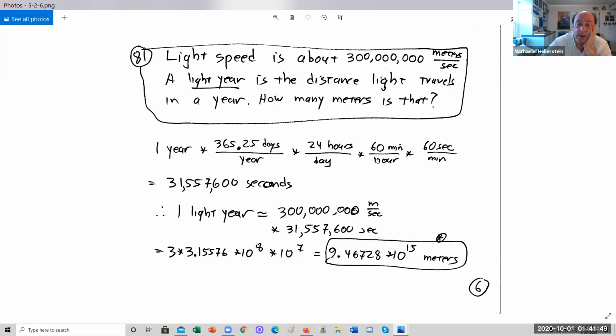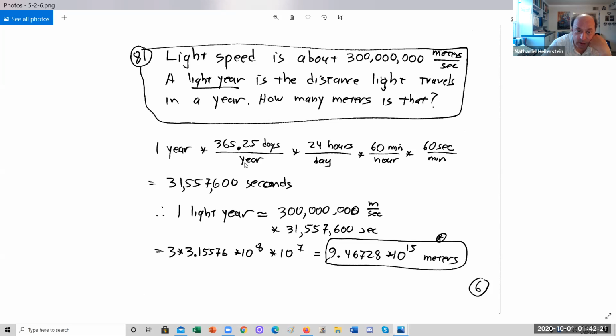The speed of light is about 300 million meters per second. A light year is how far light travels in a year. How many meters is that? Okay, first we have to figure out how long a year is in seconds. You take a year, then you multiply it by a unit conversion ratio, the idea being that these two are equal. 365.25 days is the same as 1 year. So the ratio is 1, so you can multiply a year by that.